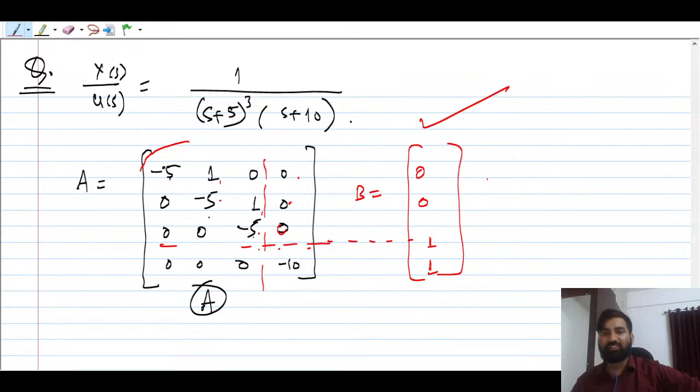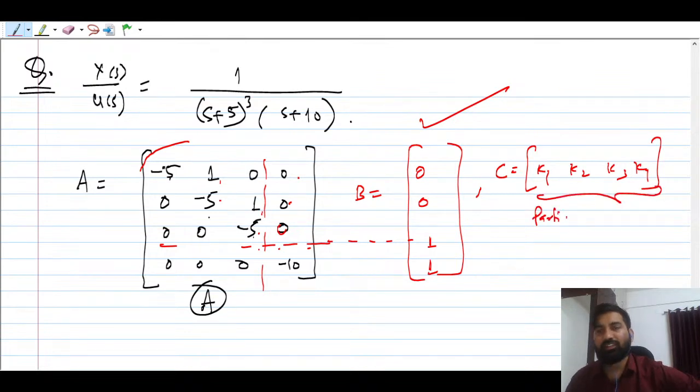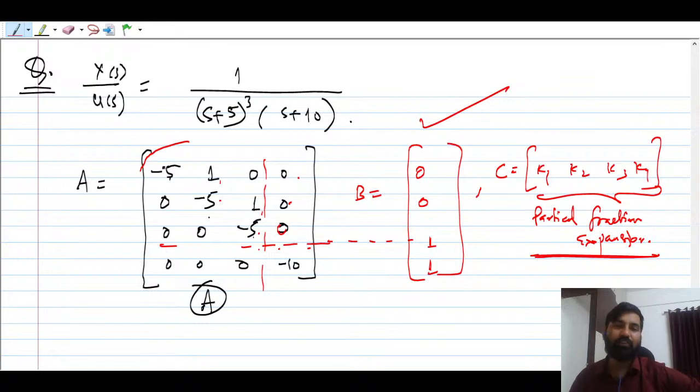And how do we obtain the C matrix? The C matrix we obtain from K1, K2, K3, and K4. Understood? These are the partial fraction expansion. So you need to be good at partial fraction expansion. If you're good at it, writing the A matrix, B matrix, and C matrix will not be difficult, though A and B you can directly write.